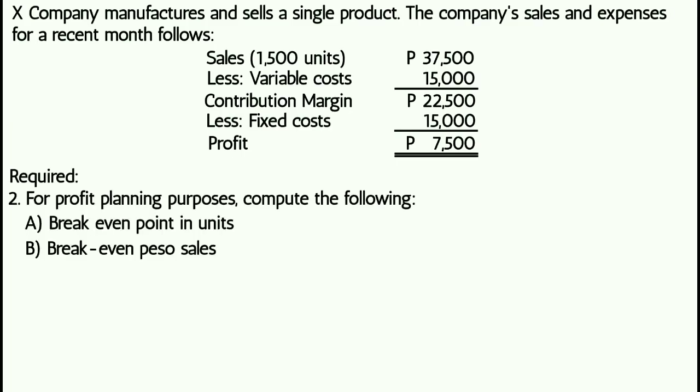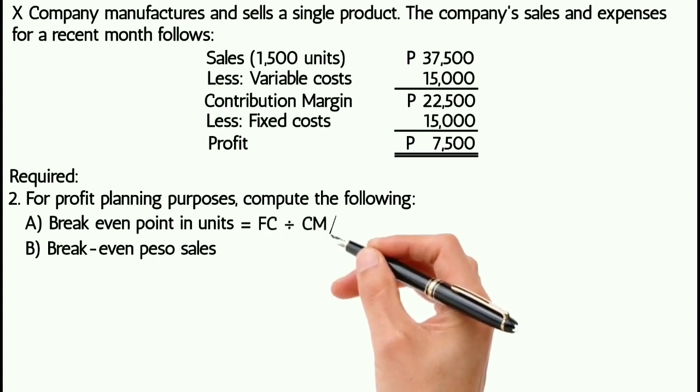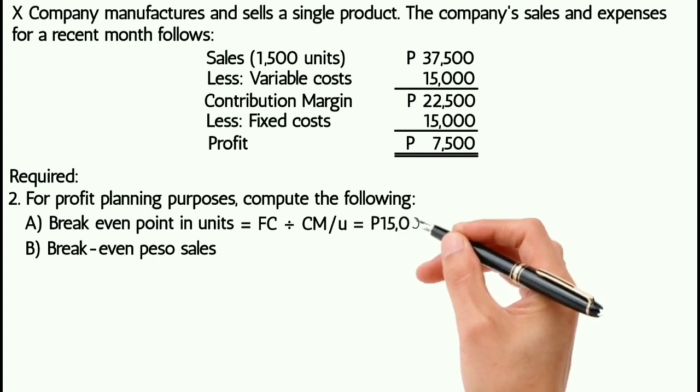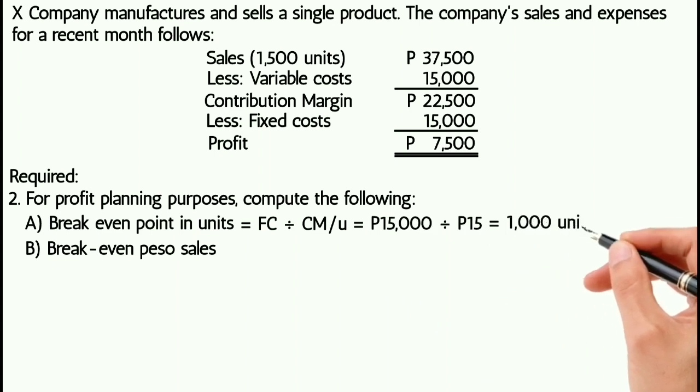Next, requirement number 2, for profit planning purposes, compute the following: A, break-even point in units, and B, break-even peso sales. The break-even point in units is equal to fixed cost divided by contribution margin per unit. Ang fixed cost ay 15,000 pesos at ang contribution margin per unit ay 15 pesos. So 15,000 pesos divided by 15 pesos, that is equal to 1,000 units.